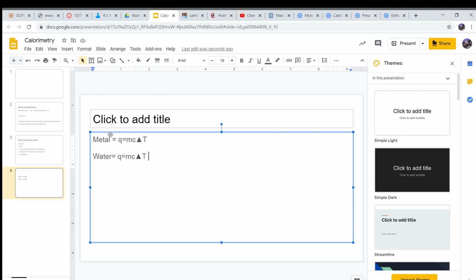So we're essentially making these two equations, and the Q in both of these equations ends up being the same. What's going to end up changing here in any type of find-the-specific-heat-of-this-metal question is going to be this C. The mass of both the metal and the water is going to be something that we're going to have measured, and the delta T is something else that we're going to have to measure.